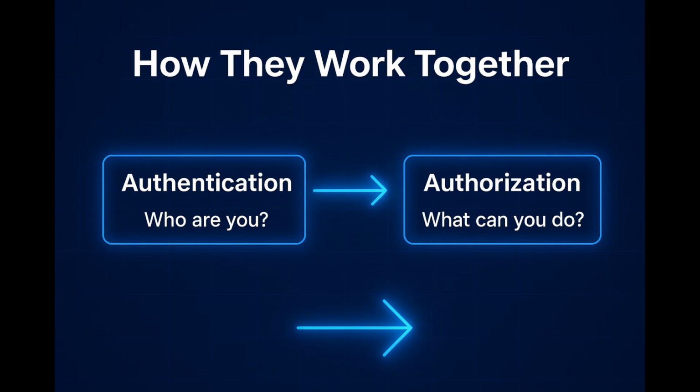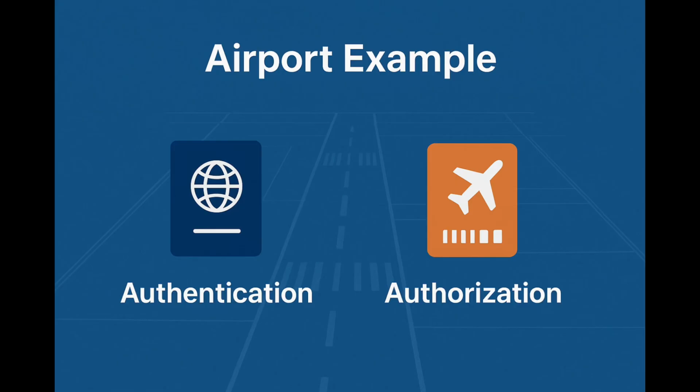Here's a simple analogy. Imagine you go to an airport. At the entrance, security checks your passport and ticket. That's authentication, confirming your identity. But even after that, you can't go everywhere. Your ticket only lets you board your specific flight. That's authorization, deciding what you are allowed to access. This everyday example makes it easy to understand the difference.